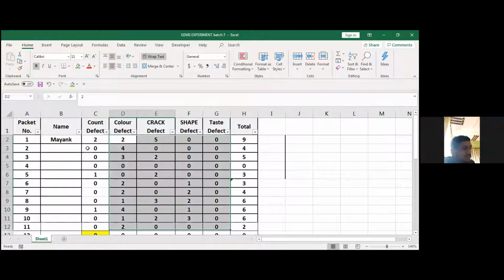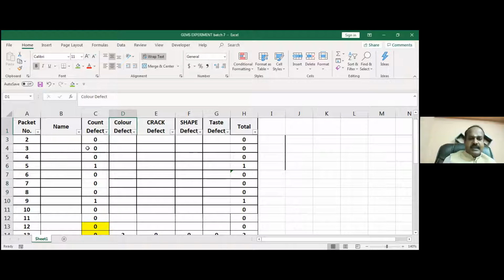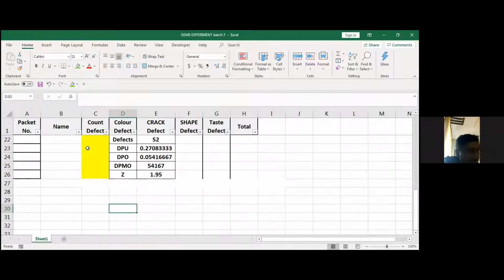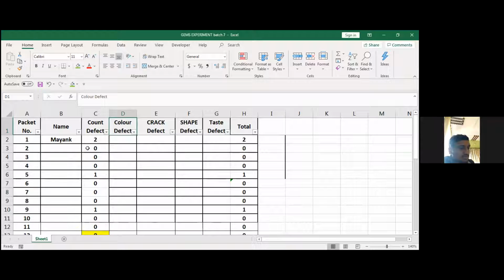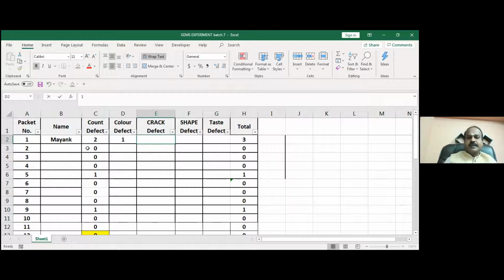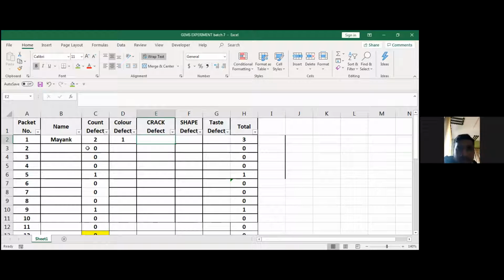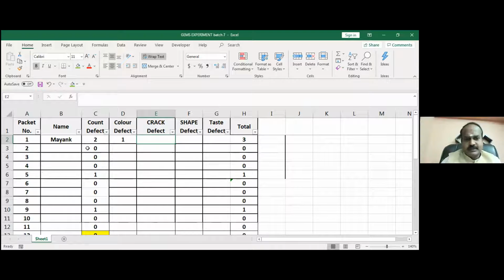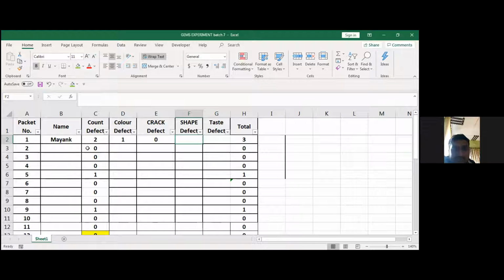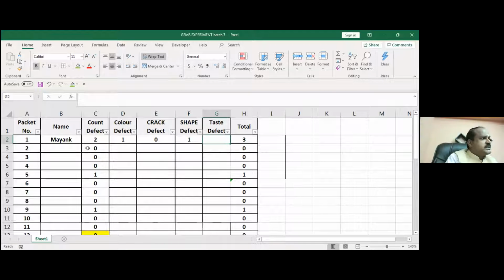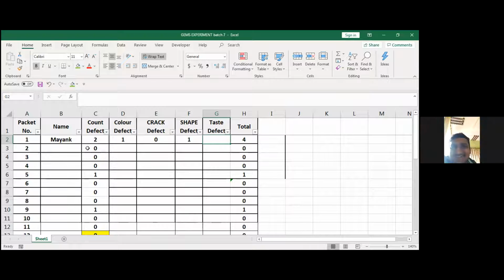All right. Then color defect. Color defect is 1. Okay. Then crack defect. Any crack you are observing? No, sir, no crack. 0. Very good. Then shape. 1 shape is not good. And how is the taste? It is good. Okay, taste is good. Very good.